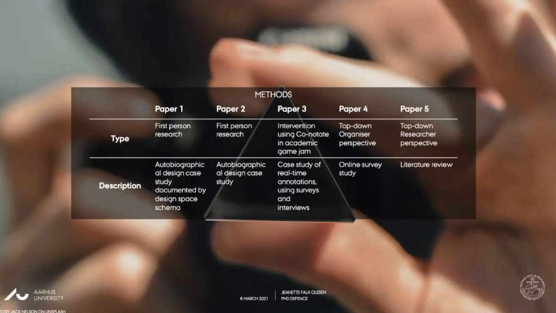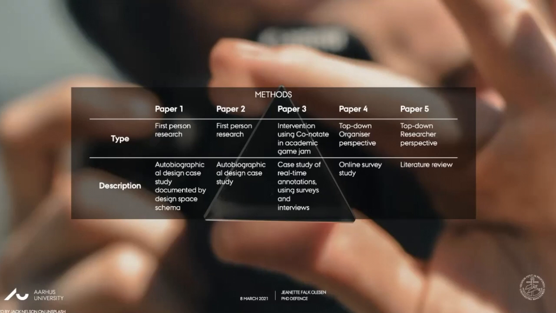For paper 3, I changed perspective and conducted an intervention using a tool called Co-Notate, by organizing a game jam as an integral part of a university course. The study was a case study of a participant's experience of using the tool Co-Notate, which enabled them to record and annotate their design process in real time. And I used surveys and interviews to study this.